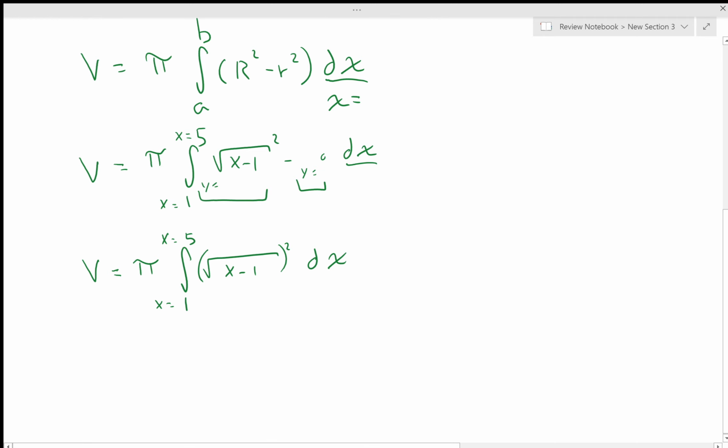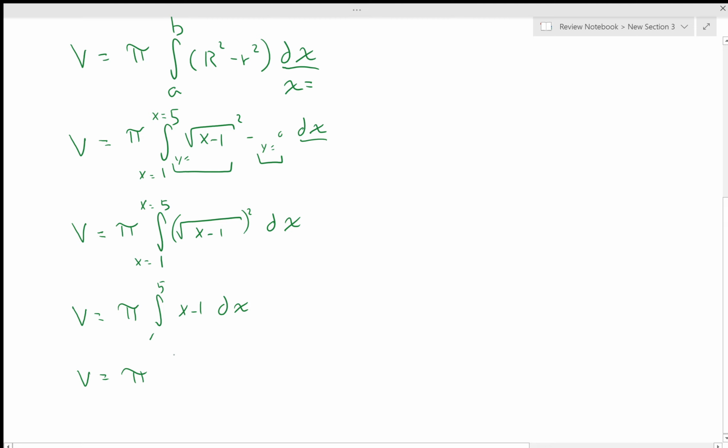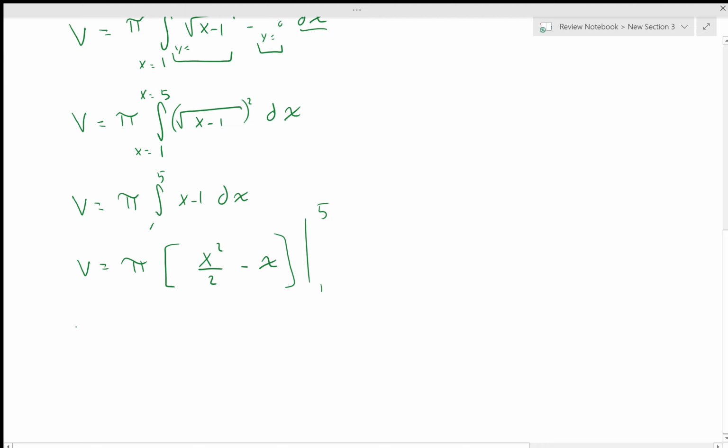Before I start integrating, I can simplify inside my integral here. From 1 and 5, and the square root squared would just be x minus 1. So we have a pretty simple integral here. So my volume is going to be pi times the quantity, so my antiderivative here would be x squared over 2 minus x from 1 to 5. My volume is pi times that quantity.